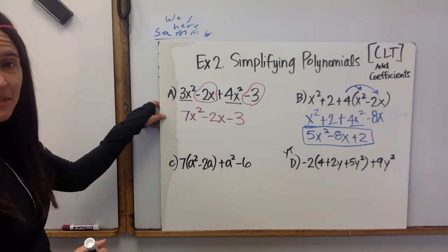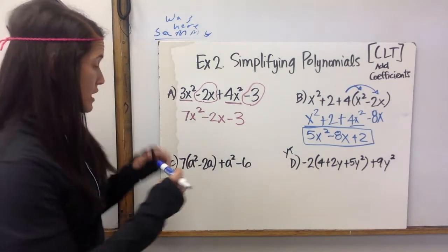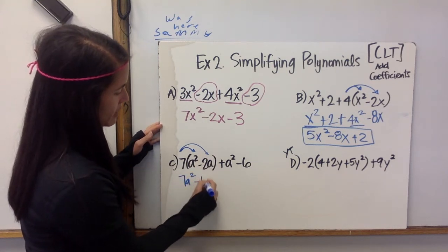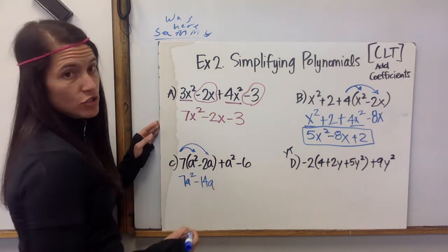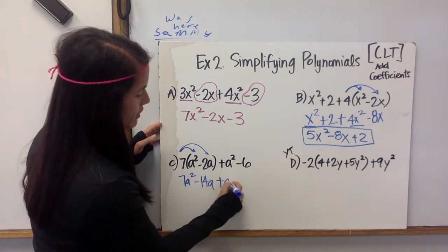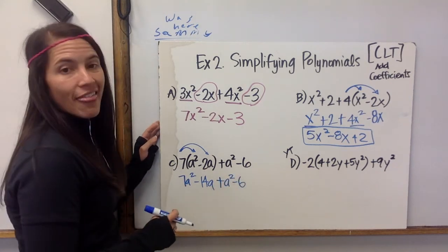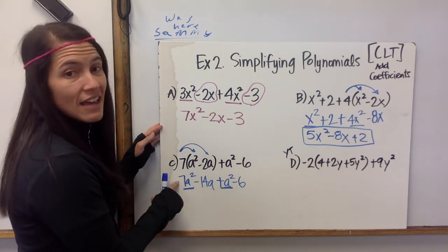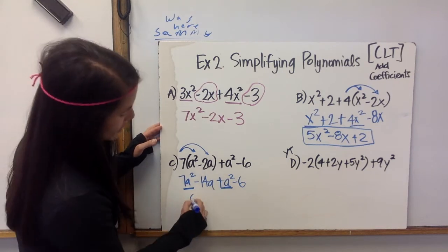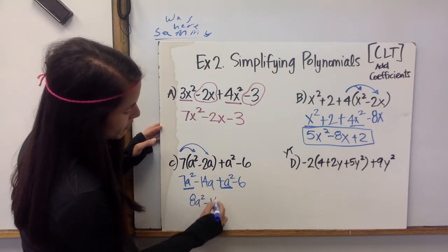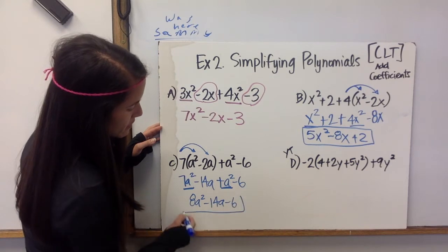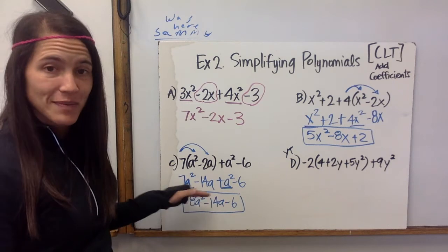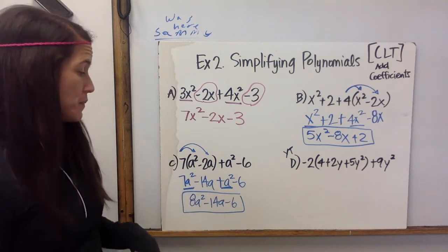Letter C, I need to distribute the 7. So 7a squared minus 14a, and when you distribute, you multiply, plus a squared minus 6. Then I'm going to combine like terms, and so I see my like terms. 7a squared plus 1a squared is 8a squared minus 14a minus 6. And it's already in standard form because my variables with exponents are decreasing from left to right.